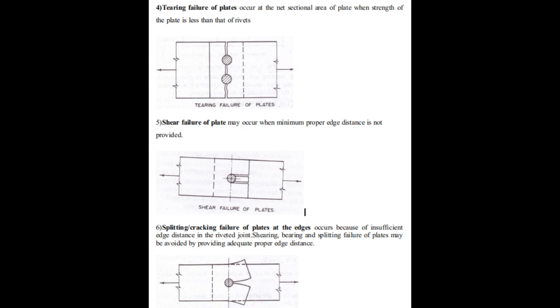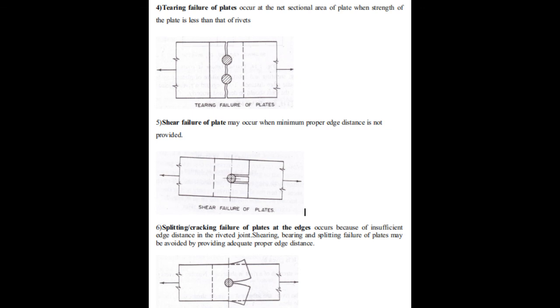Next one is the tearing failure of plates. Tearing failure of plates occurs at the net sectional area of a plate when the strength of the plate is less than that of the rivet. So please note down the diagram. Number 5, shear failure of plate. It occurs when the minimum proper edge distance is not provided.